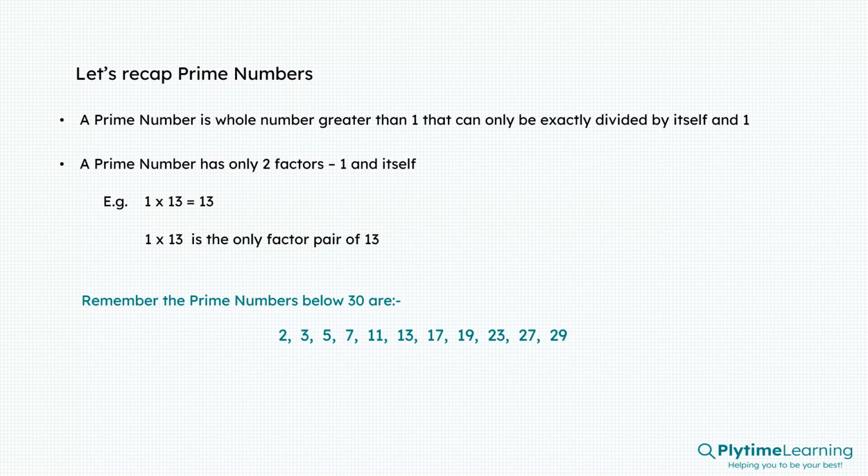Remember the prime numbers below 30. They are 2, 3, 5, 7, 11, 13, 17, 19, 23, 27 and 29. It can help to remember these.